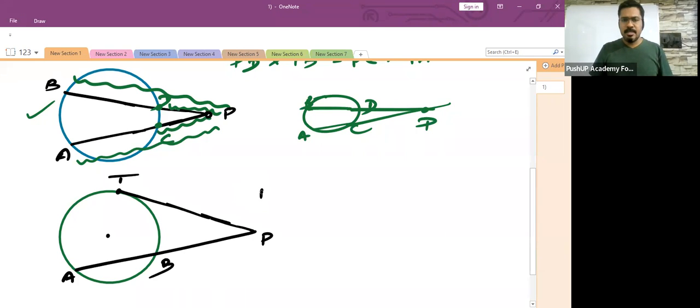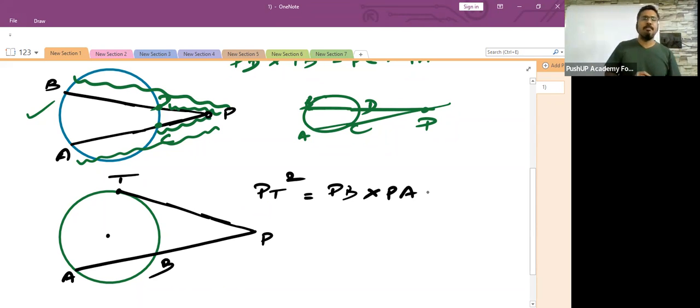And the result is the square of the tangent PT is equal to the product of the shorter line segment PB and the longer line segment PA. So you get PT square is equal to PB into PA. All right. These are the three results which come out of these three scenarios.